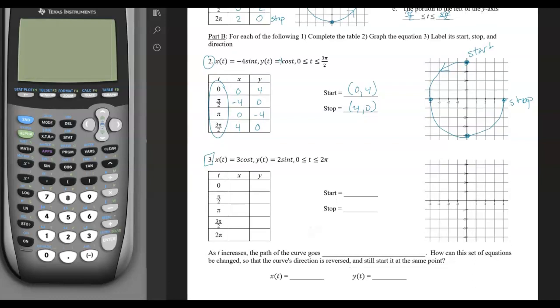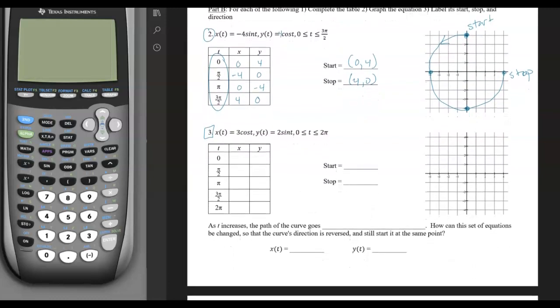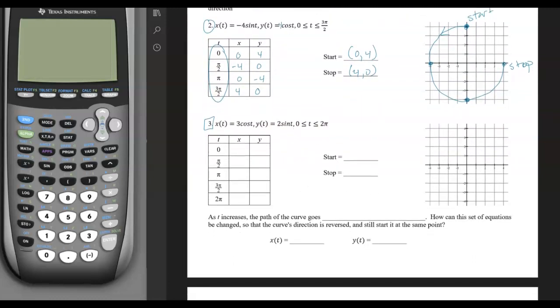So actually, we didn't end up doing number 2. So number 3, we're going to go ahead and actually do this one. Again, we're thinking about the unit circle to help us find these sine and cosine values.